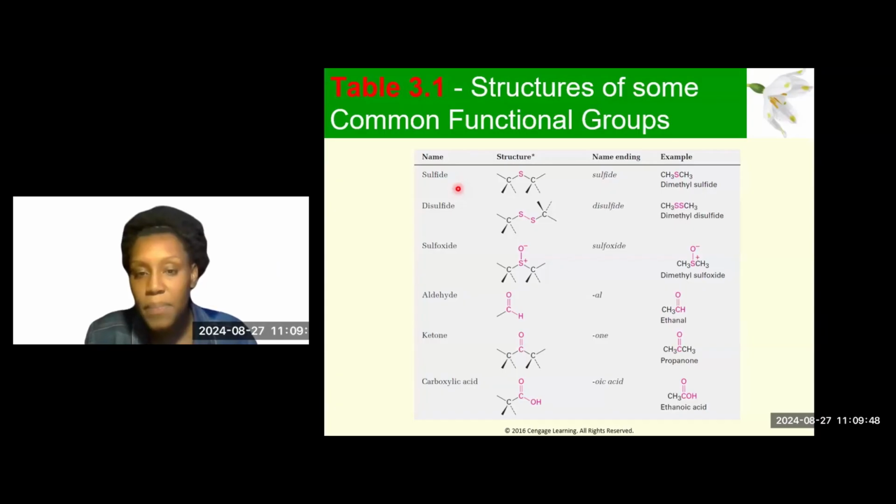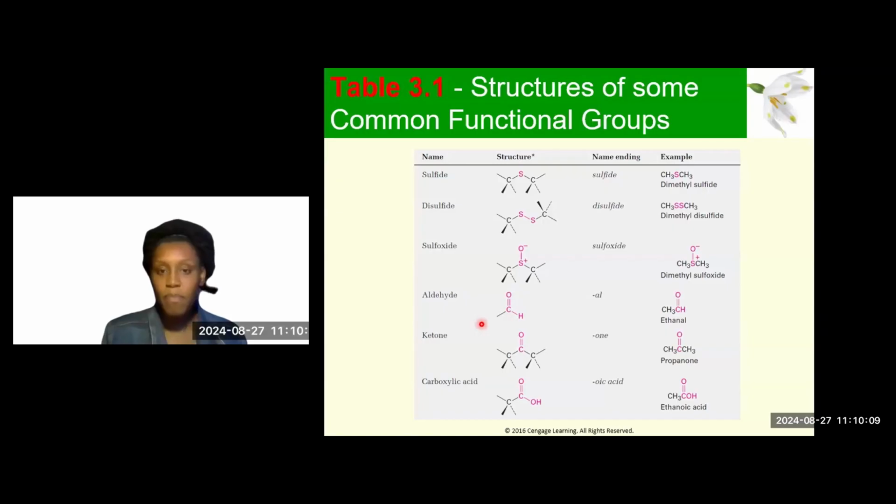A sulfoxide. Next, we're going to have our carbonyl ones. These are all ones that have carbonyl groups. So you see this carbon with a double bond O, that's called a carbonyl group. When a carbonyl group is attached to at least one hydrogen, you have what's called an aldehyde. When the carbonyl group has carbons on both sides and there are no hydrogens at all next to the carbonyl group, that's called a ketone.